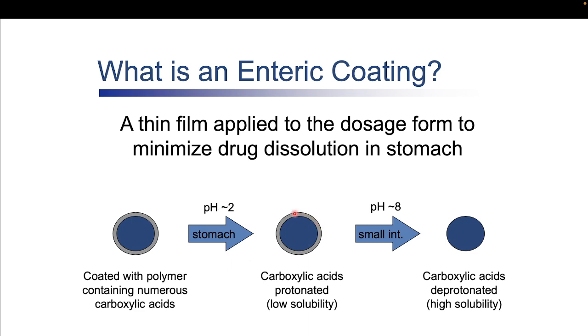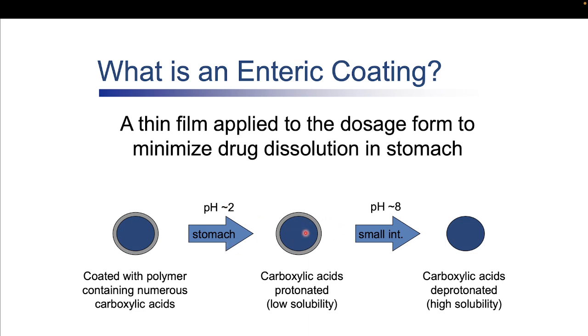Now what happens at low pH? All your carboxylic acid groups will be protonated. Protonated meaning they will be in COOH form; the H is still attached to the particular group. Because of this, it will have a very low solubility. The polymer layer will be intact. As a result, your drug will not be released in the stomach.